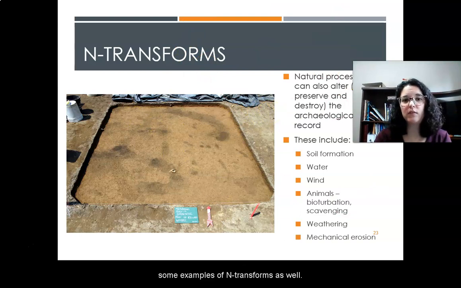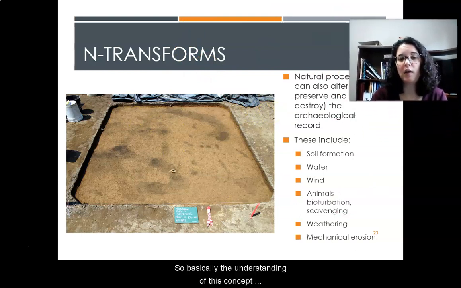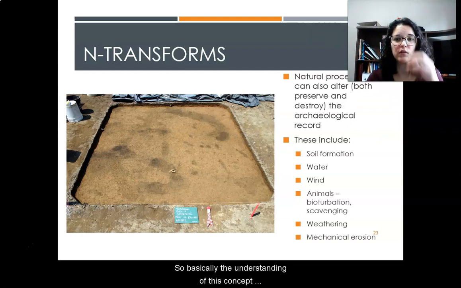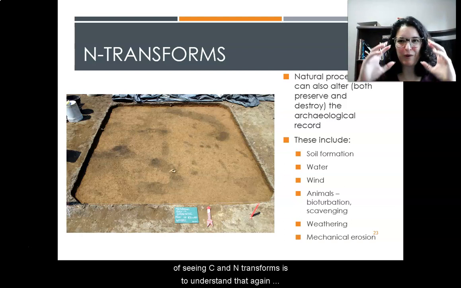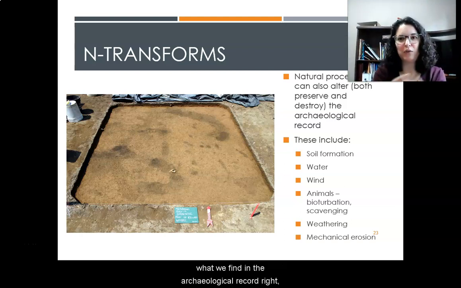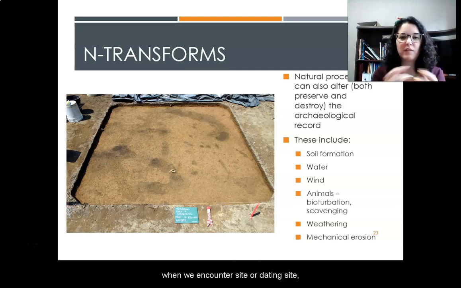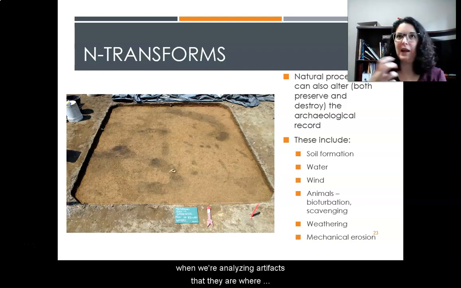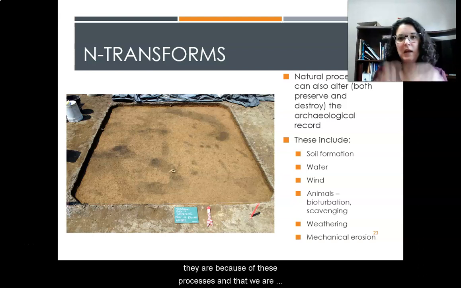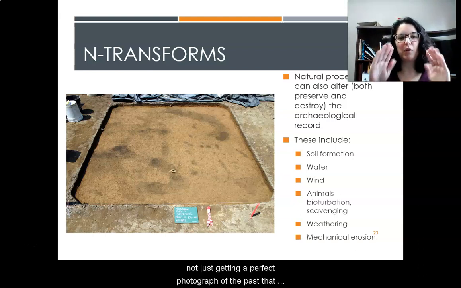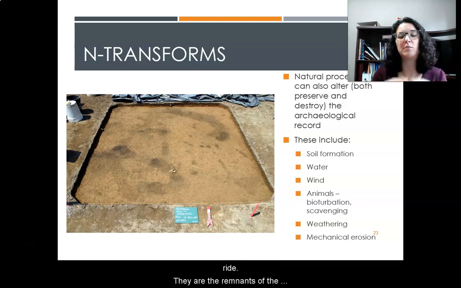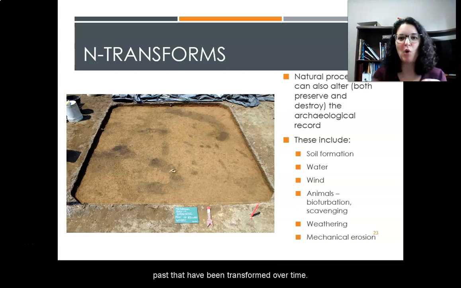And so basically the understanding of this concept of C and N transforms is to understand that, again, what we find in the archaeological record, right? When we encounter a site, when we're excavating a site, when we're analyzing artifacts, they are where they are because of these processes, right? We are not just getting a perfect photograph of the past, but rather the remnants of the past that have been transformed over time.